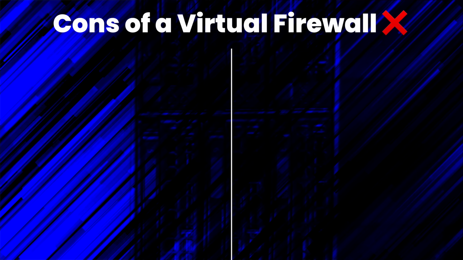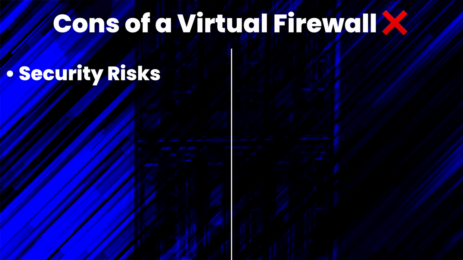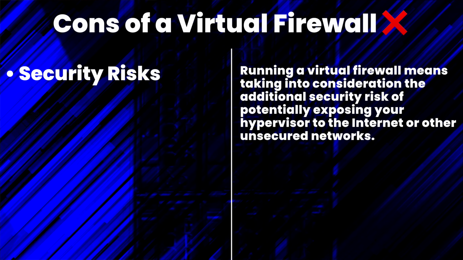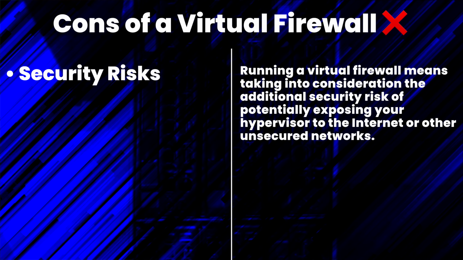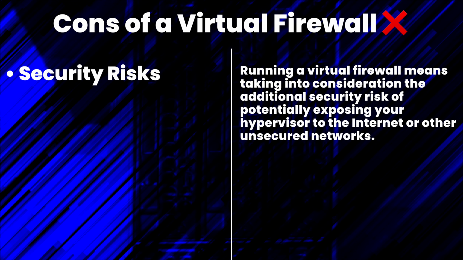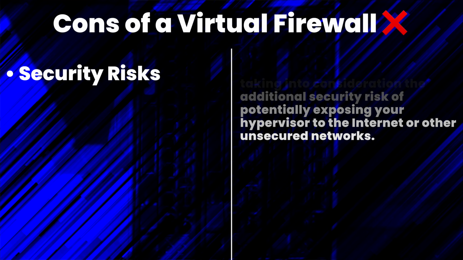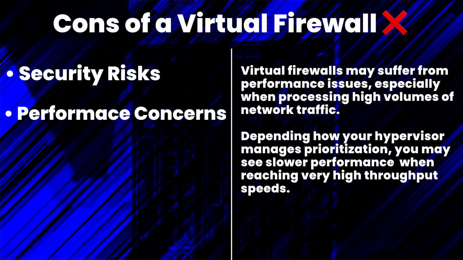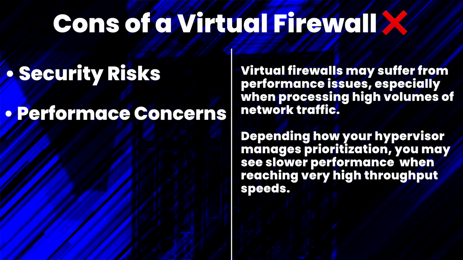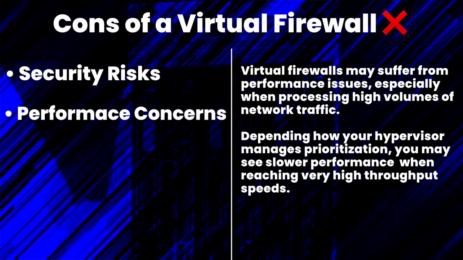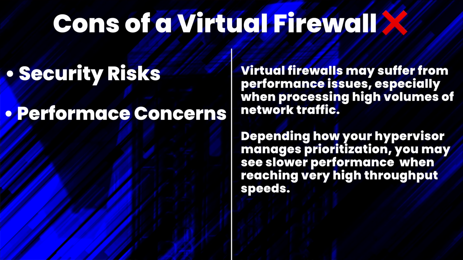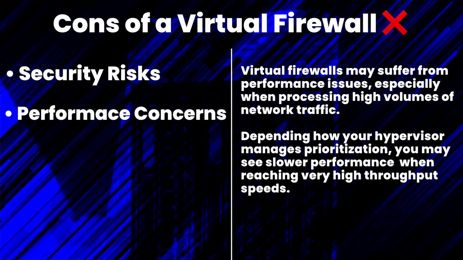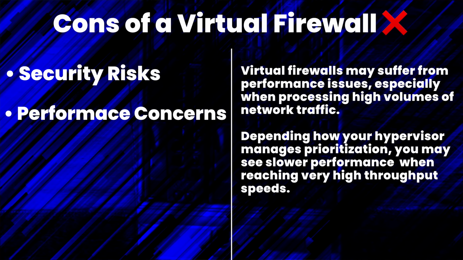Since we already talked about it, we'll start with security risks. As mentioned before, running a virtual firewall means taking into consideration the additional security risks of potentially exposing your hypervisor to the internet or other unsecured networks. The second con is performance concerns. Virtual firewalls might suffer from performance issues compared to dedicated hardware, especially when processing high volumes of network traffic. Depending on your hypervisor and how it manages prioritization, you might see slower speeds in routing and packet filtering when reaching very high throughput speeds.